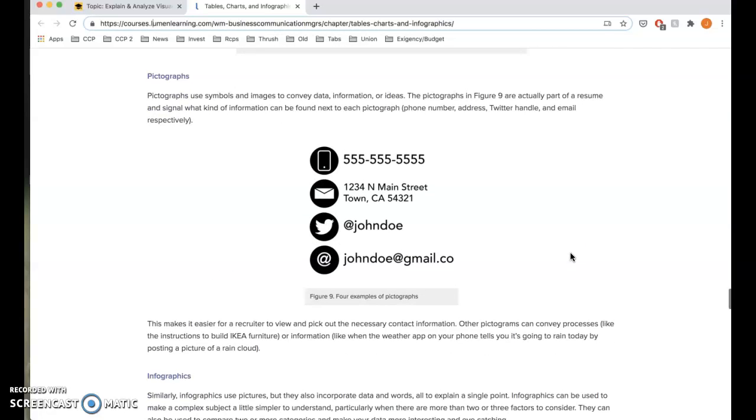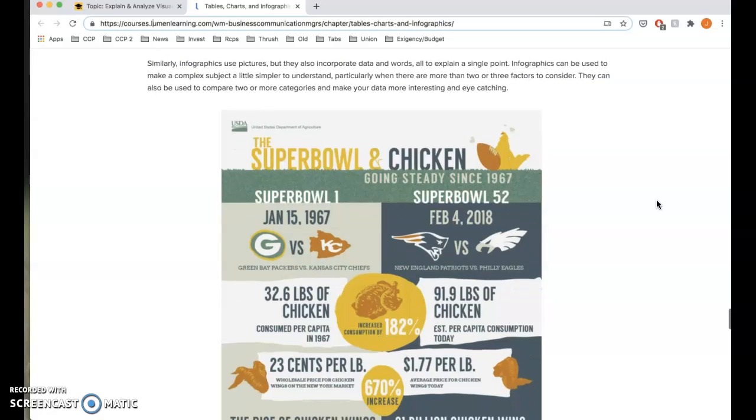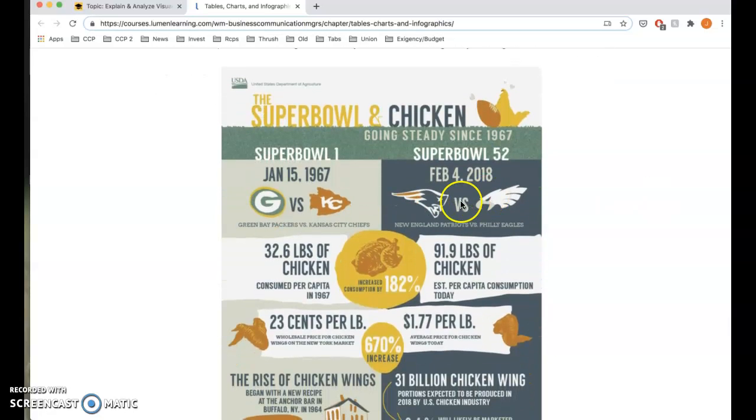In some other things that you may see, pictographs can use symbols to convey information. So the little bird is the Twitter symbol, and you learn these culturally. Everyone now sort of knows what a cell phone is, so they know that that's telling you that this is a phone number, for example. Infographics are becoming more and more popular also. And this is one that's comparing and contrasting two Super Bowls. So again, I'm looking at the title, the Super Bowl and chicken, going steady since 1967. Super Bowl 1, Super Bowl 52.